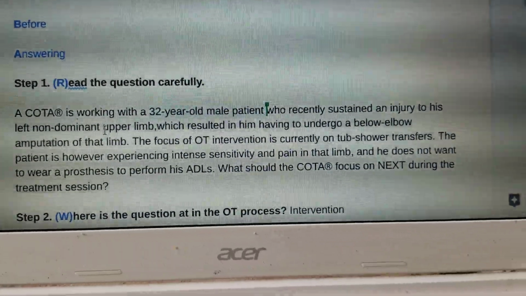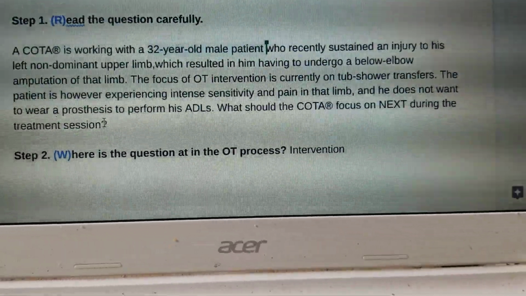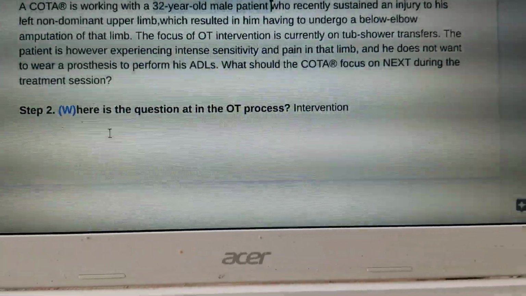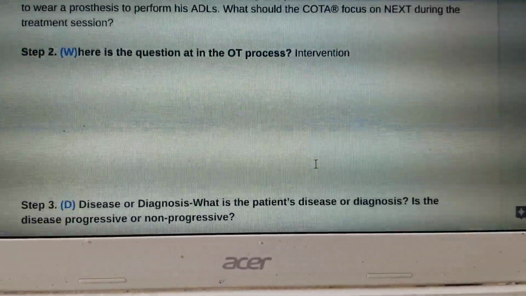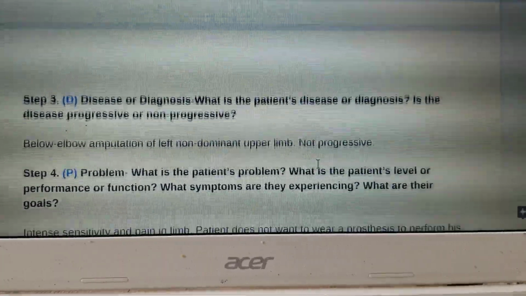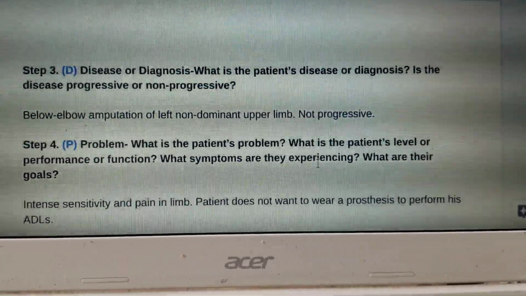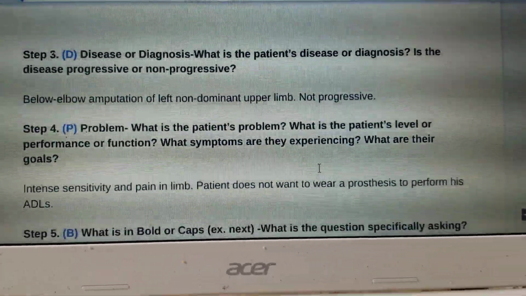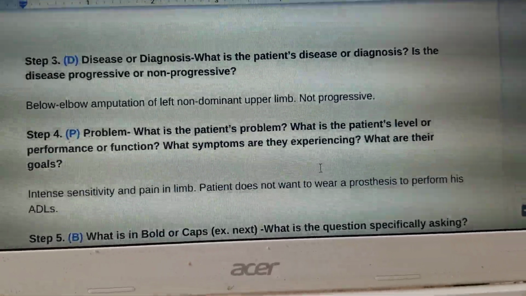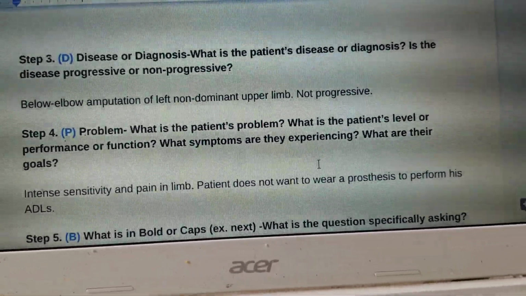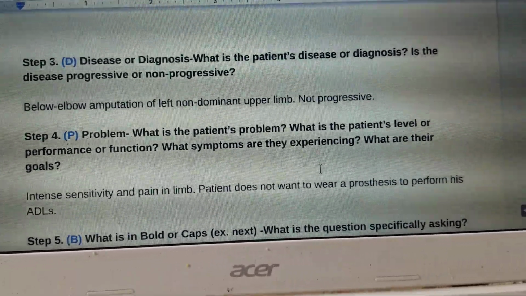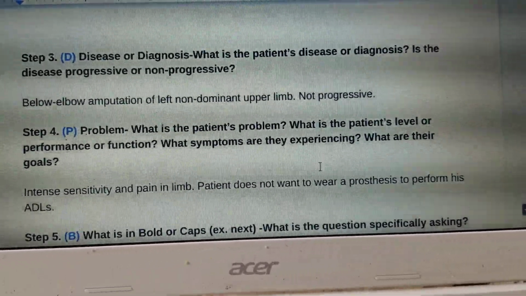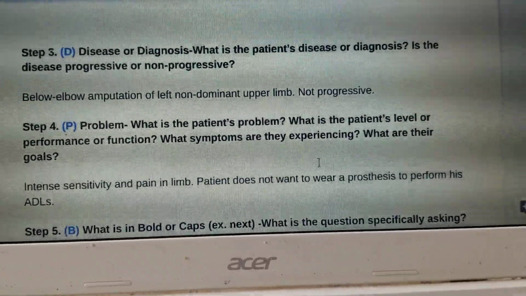So after we've read the question carefully, we want to see where are we in the OT process. So we know we are in the intervention stages since you're doing tub shower transfers. So after we know that, we want to think about the disease or diagnosis. So is the disease progressive or non-progressive, meaning are they going to get better or worse? So with a below elbow amputation of the left dominant upper limb, we know it is a non-progressive disease. It's not going to get worse. So that's a good thing to keep in mind when looking at this question.